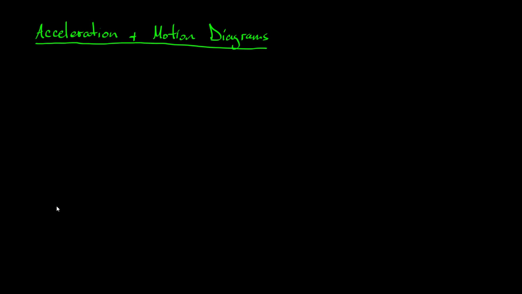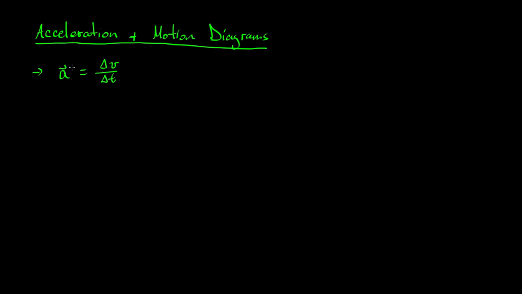So in this video, we're going to talk about two things. We're going to talk about acceleration and then motion diagrams. And so let's start with acceleration. So acceleration, we've already defined. Acceleration is a change in velocity over time.